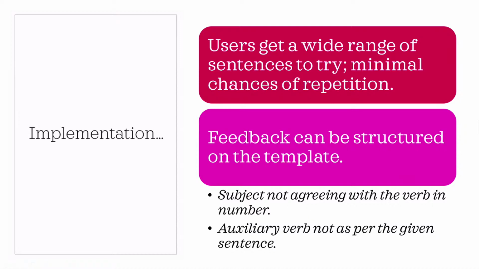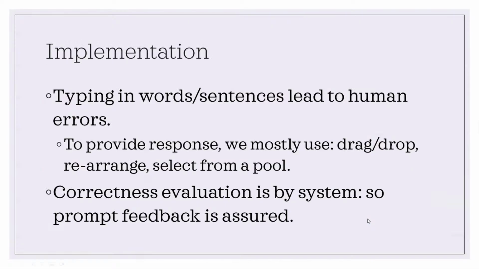So when I look at your answer, I know what mistake you are making, because my template tells me what the expected answer is and what wrong answers could happen, for example, the auxiliary verb is not as per the given sentence, and so on. So we are able to give very accurate feedback because of this mechanism, despite having a large collection of sentences to choose from. This is one of the very important and interesting ideas for this lab, which makes these labs quite usable in practice.